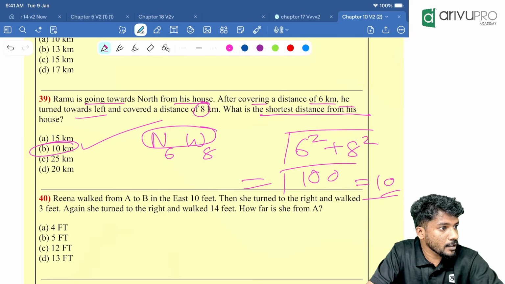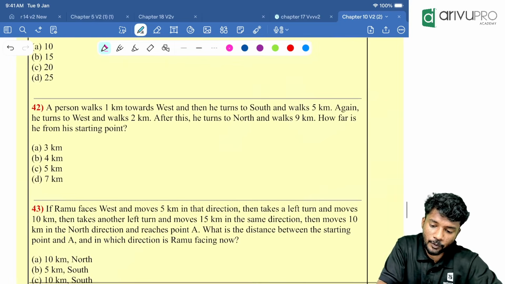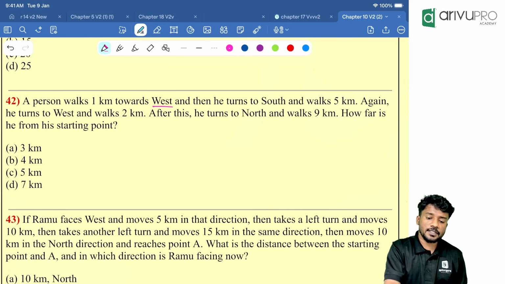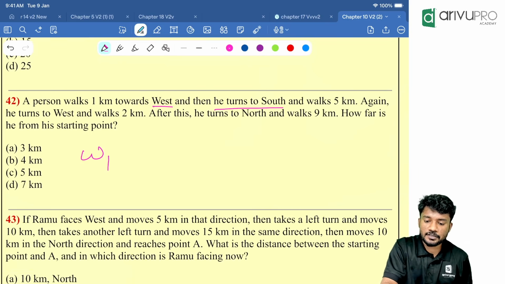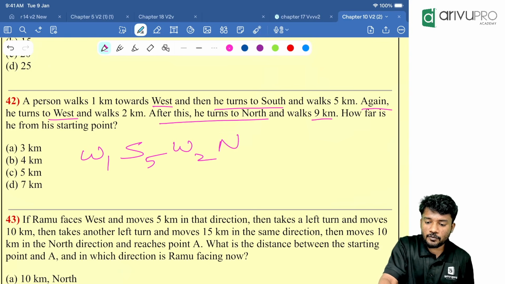Fine. Next question, people. Have a look at this beautiful question. A person walks 1 kilometer towards west. Then he turns towards south and walks 5 kilometer. Again to the west and walks 2 kilometer. Again turns to the north and walks 9 kilometer. How far is he from the starting point?